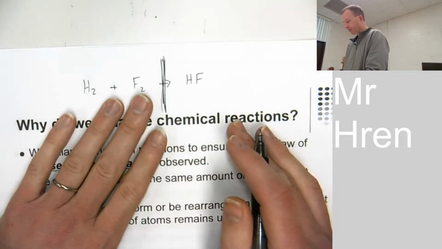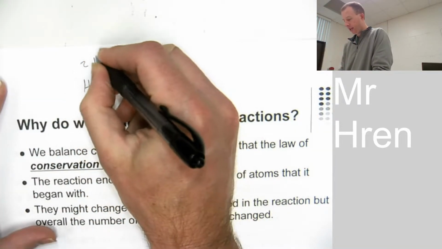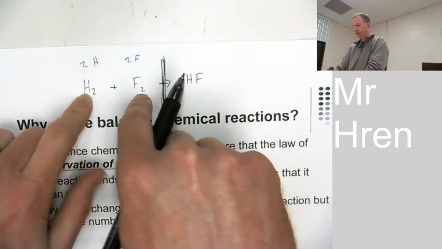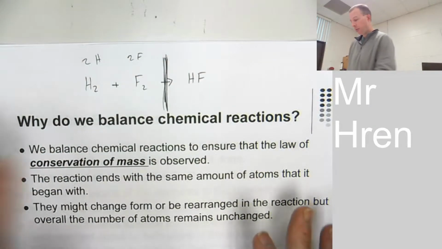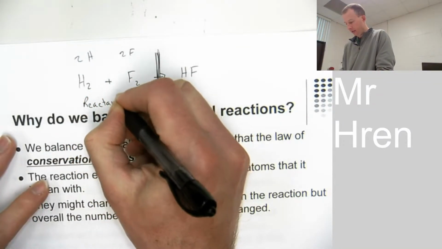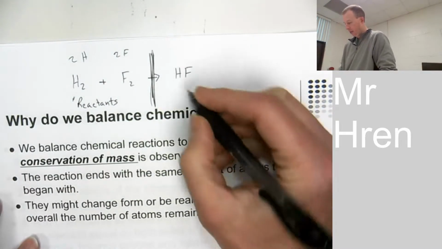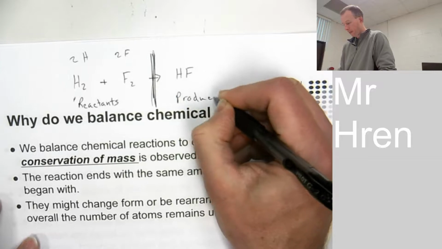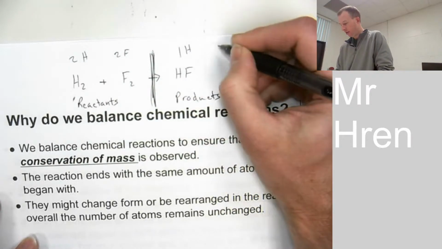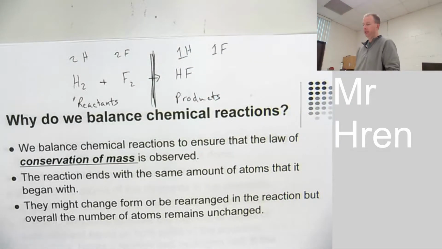So over on this side, you've got two hydrogens and two fluorines. We can agree on that, right? H2, F2. There's two of each. And this is the reactants. This is the before, the beginning. This is the end, the products. You only got one of each. There's one H, there's one F. And you're like, well, wait a minute.